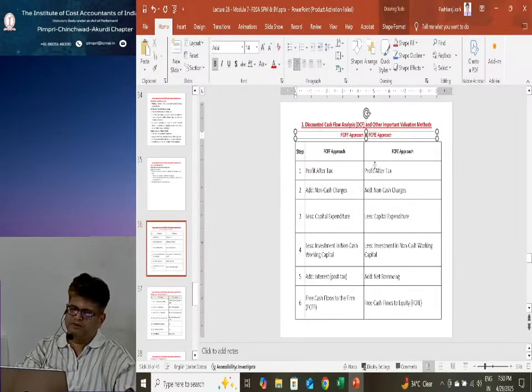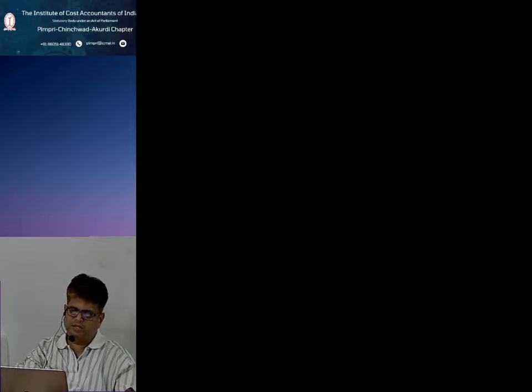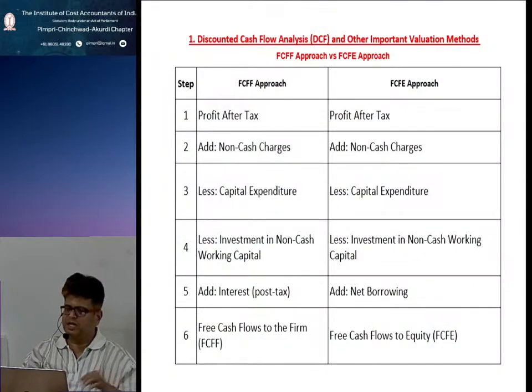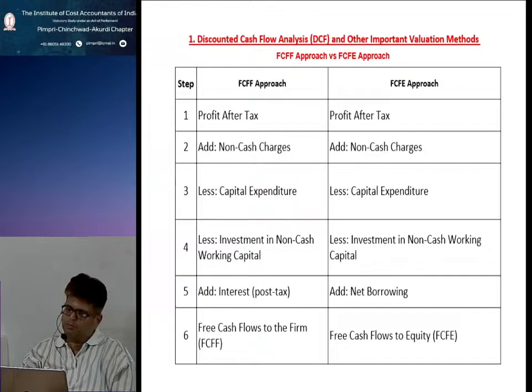So the FCFF approach versus FCFE approach, the comparative analysis which has been given in the study material itself, I have tried to reproduce in a crisp manner, summarizing it at the same time. I will highlight the distinctions between the two methods. In both the approaches the starting point is PAT.